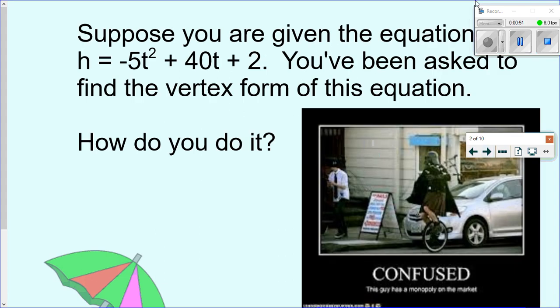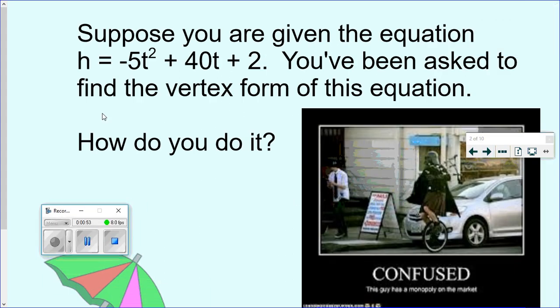So you're being given the equation h equals negative 5t squared plus 40t plus 2, and you've been asked to find the vertex form of this equation. How do you do it? Most of you are probably confused because you're looking at it going, well, I can't factor out a negative 5, and that's true. And if I multiply negative 5 times 2, that gives me negative 10, and there's no way to multiply to get negative 10 and add to 40.